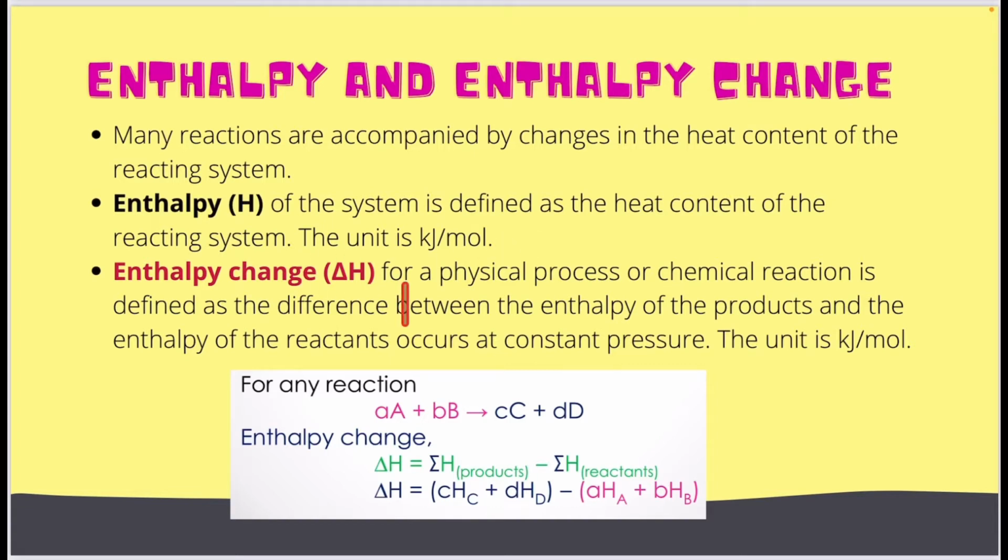Enthalpy change for a physical process or chemical reaction is defined as the difference between the enthalpy of the products and the enthalpy of the reactants at constant pressure. The unit is kilojoule per mole. So for any reaction, this is how you calculate the enthalpy change.